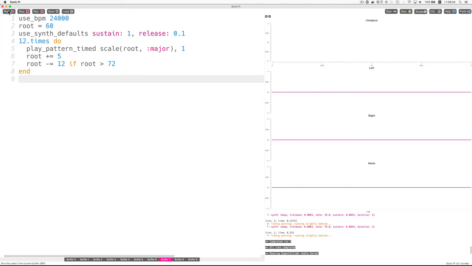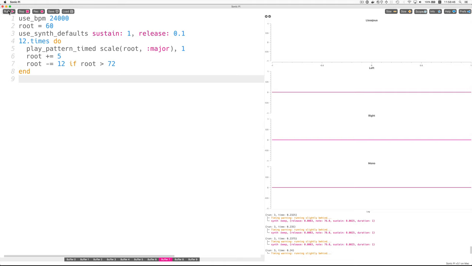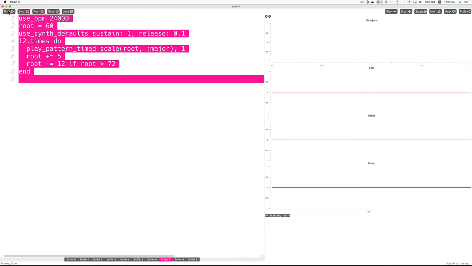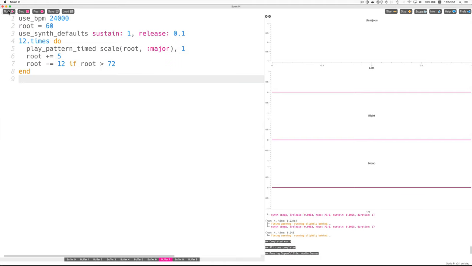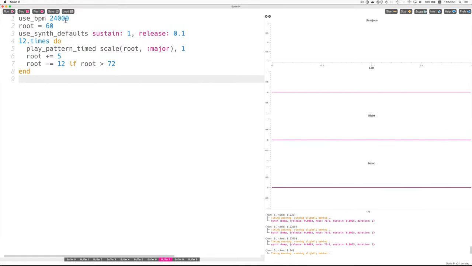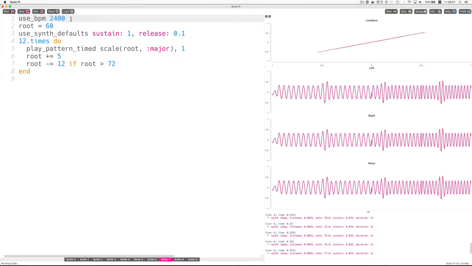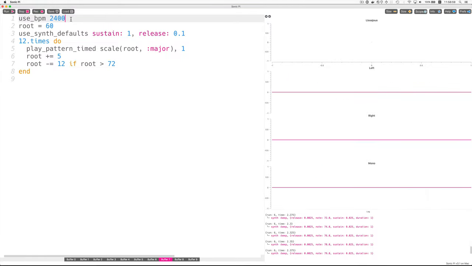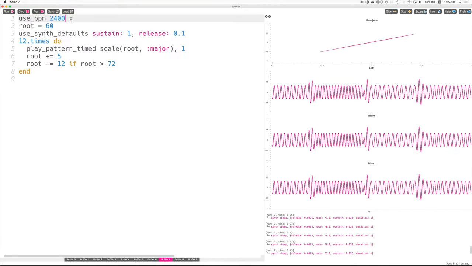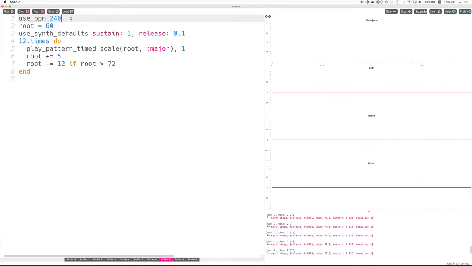Listen to this. Did you get it? Do you know what it is? Anything? Okay, let's slow it down by a factor of 10. You get it that time? Let's slow it down some more.